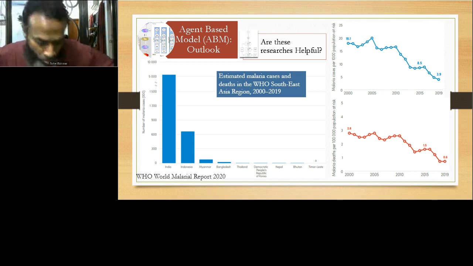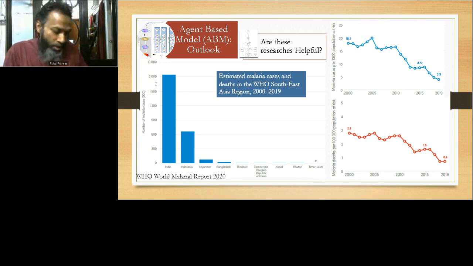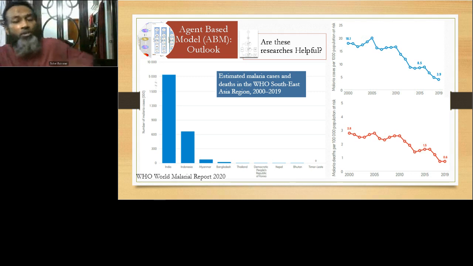This is also from the World Malaria Report from the WHO, which says that these sorts of researchers actually helped control malaria, though it is not eradicated yet. I'm sure these sorts of researchers, not only the ABM-based but other model-based researchers, helped the WHO scientists and the policymakers to take decisions on what sort of interventions should be provided in different countries where there is malaria.